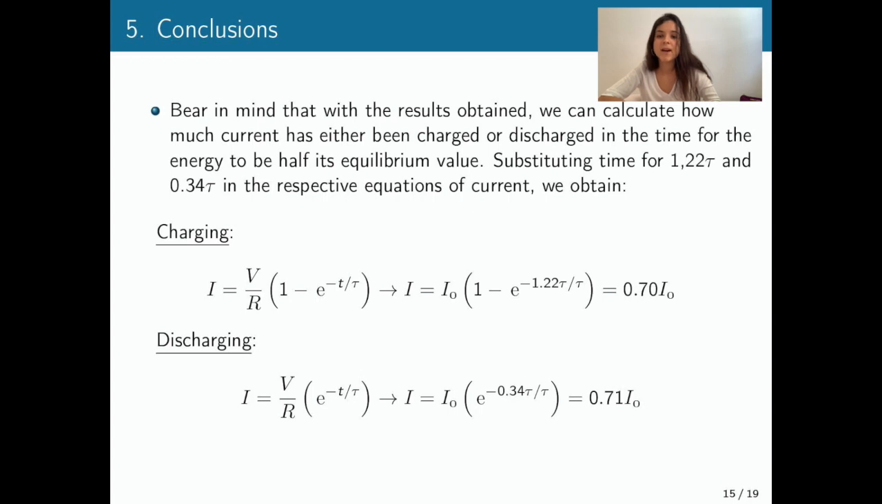Finally, bear in mind that with the results obtained, it is possible to know the percentage of the total current that has either been charged or discharged in the time for the energy to reach half of its equilibrium value. Substituting time for 1.22 tau and 0.35 tau in the respective equations of current, we obtain that the charging circuit has charged to 70% of its final current, and in the alternative case, it has discharged to 71%.